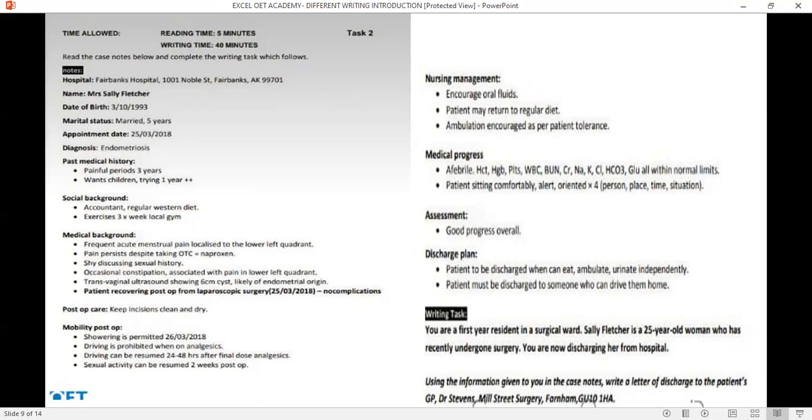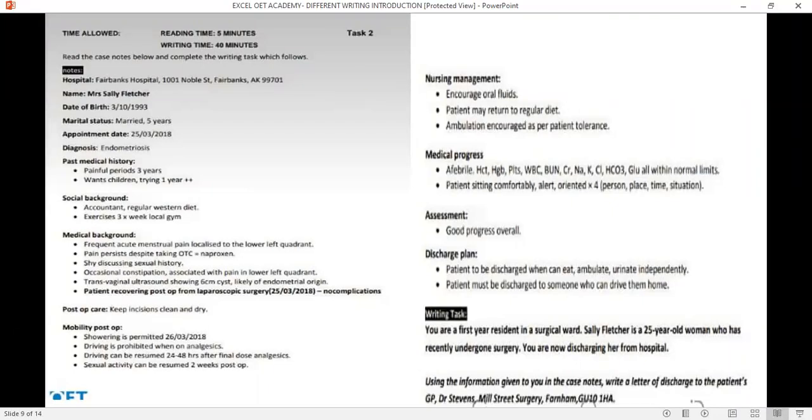The patient had a surgery, right? Okay, yes, so what kind of surgery? You have to know what kind of surgery. Laparoscopic surgery. For what? For which diagnosis? What's the diagnosis? Endometriosis. So your eyes have to be fast scanning.